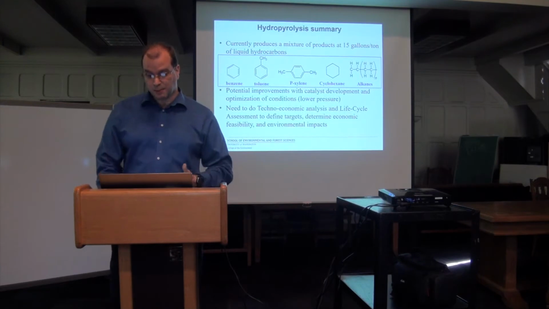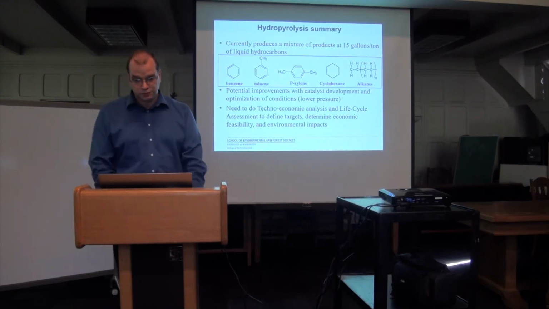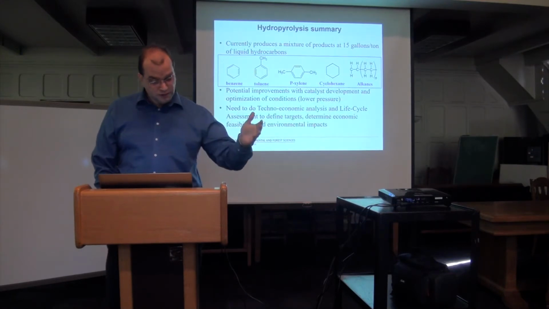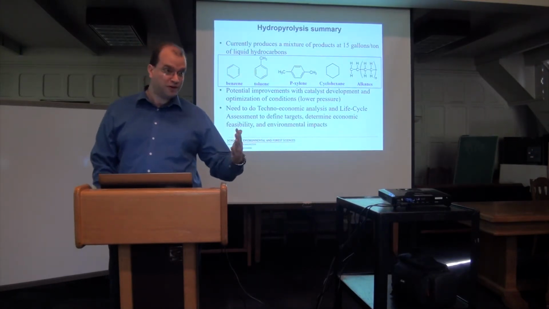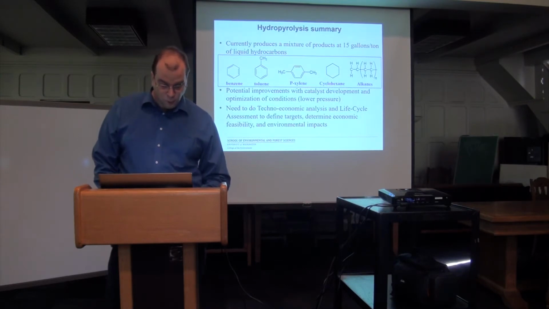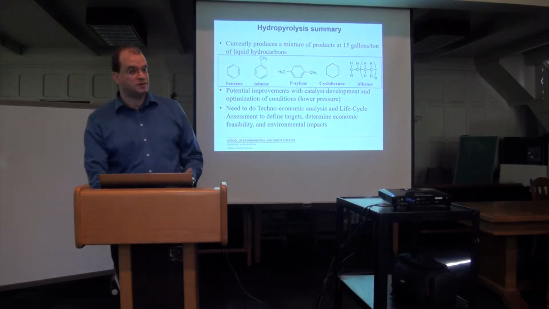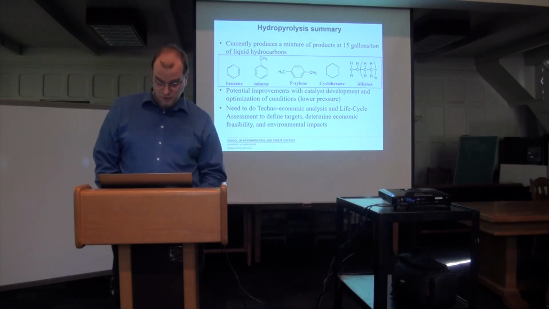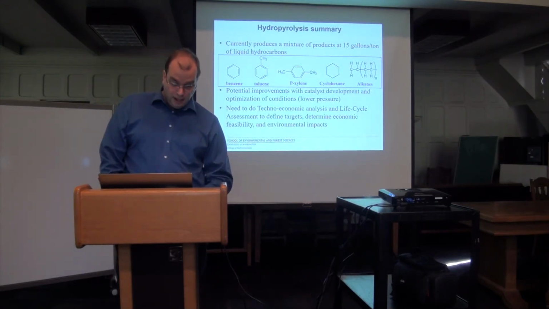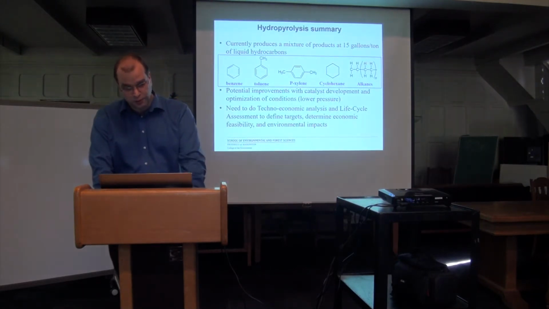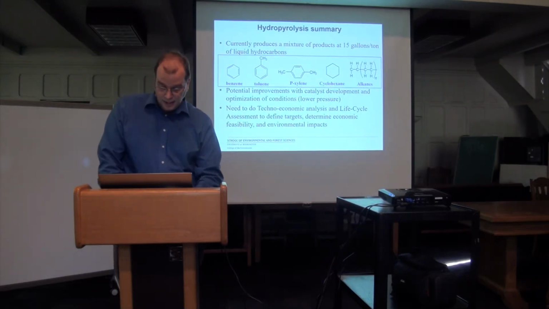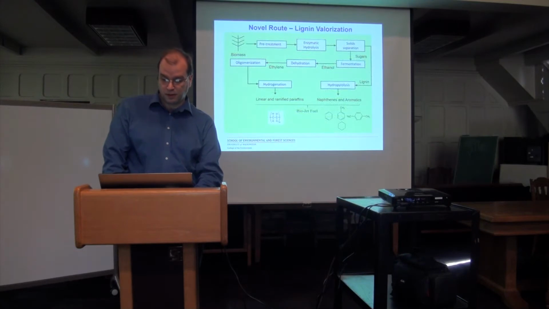Okay, so in summary here, the highest yields that we have been able to obtain so far are 15 gallons per ton. So we're still working on the yields. They are much higher than they were at the beginning, but we still have a way to go here. Potential improvements will come with the development of new catalysts and optimization of conditions like lower pressure. And as future work, we're planning to do techno-economic analysis and life cycle assessment in order to define clear targets, economic feasibility, and environmental impacts.